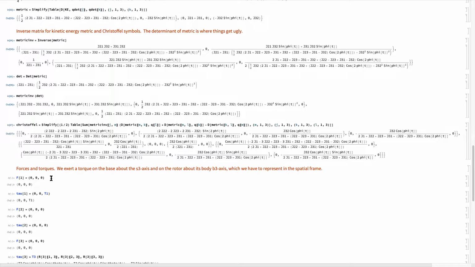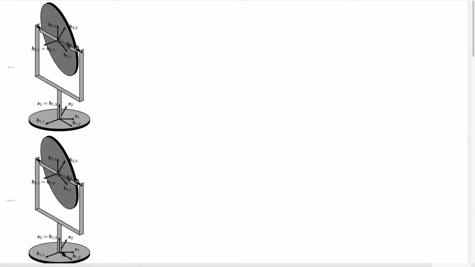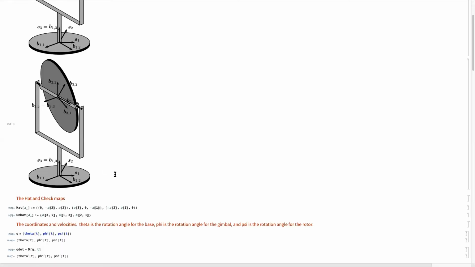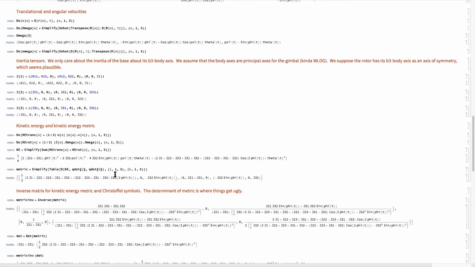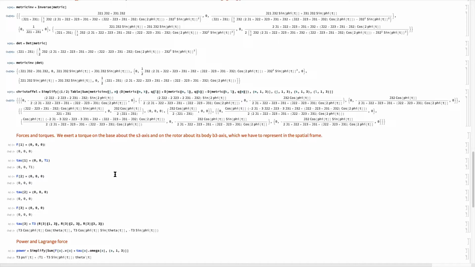It's a little horrible. Now forces and torques. I'm going to apply a torque down here for body one. That's going to forcibly spin the whole assembly about the spatial S3 axis, and then I'm going to have a motor, let's say, between the gimbal and the disc, which spins the disc, just as an example of the kind of thing I might do. There are two kinds of forces, and I have to bookkeep them all.